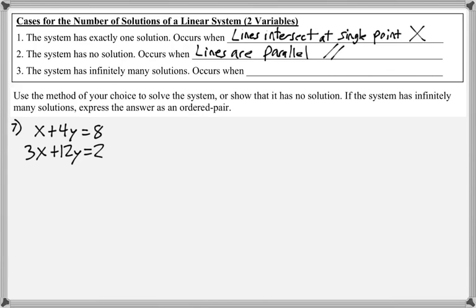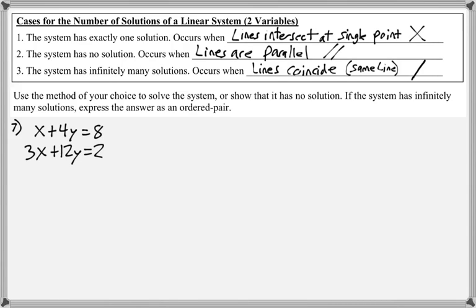And then the third case is that the system has infinitely many solutions. This occurs when the lines coincide, or they are the same line. So if you draw the first line and then the second line just goes over top of it.